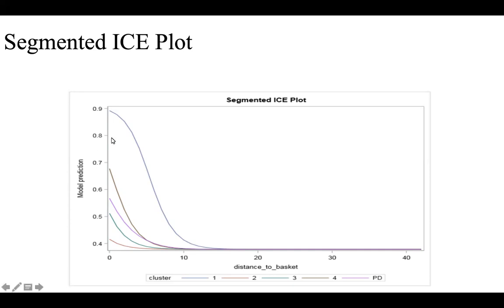Here the blue line consists of some n number of observations from the data. What we can see is that when the distance to basket increases beyond 10, almost for all groups of observations the chances are the same. But when the distance is less than 10, for some groups the chances are relatively high compared to other groups. This might indicate that some other important predictor variable is playing a part for this group of data.